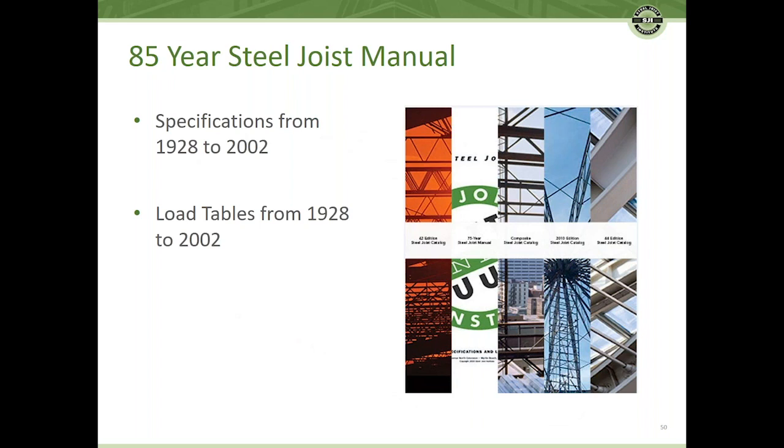So the Steel Joist Institute, to help organize things, has a 85-year digest, which has all the specifications that have been used. So from 1928 to 2002 is included in that specification, and there's load tables in there as well. So if you have an old joist, this is a good document to kind of figure out what you've got and what the load carrying capacity was intended for that particular joist.